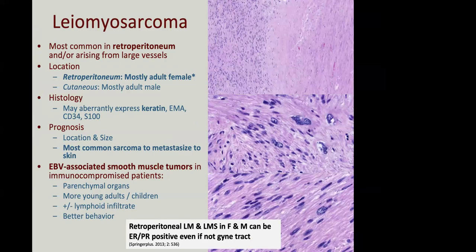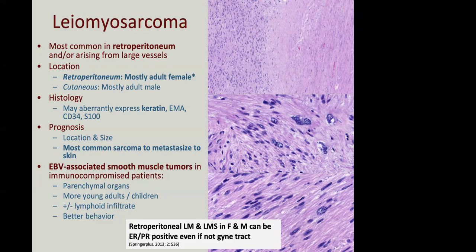So in the retroperitoneum, or for that matter other body sites, often these arise in conjunction with or adjacent to large vessels. We just had one the other day on the BST service that was attached to a vessel of the extremity. So whether it arises from the smooth muscle of the vascular wall, that's one theory of where these come from. They can aberrantly express keratins.